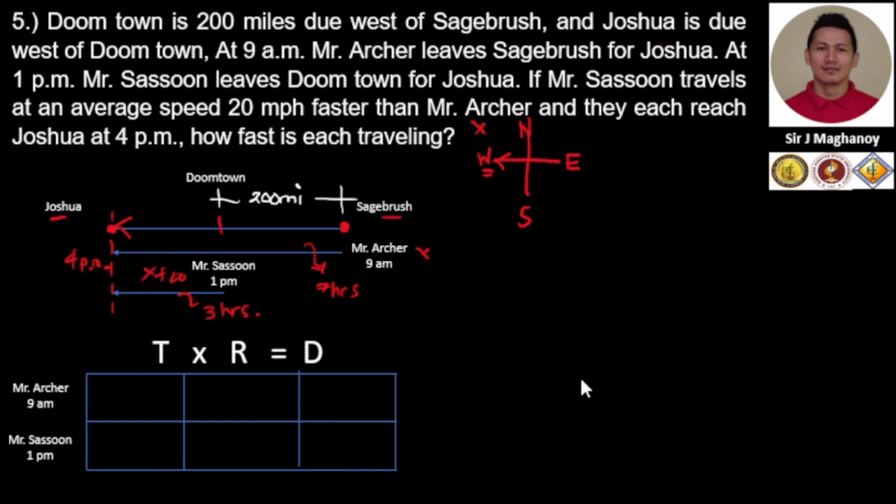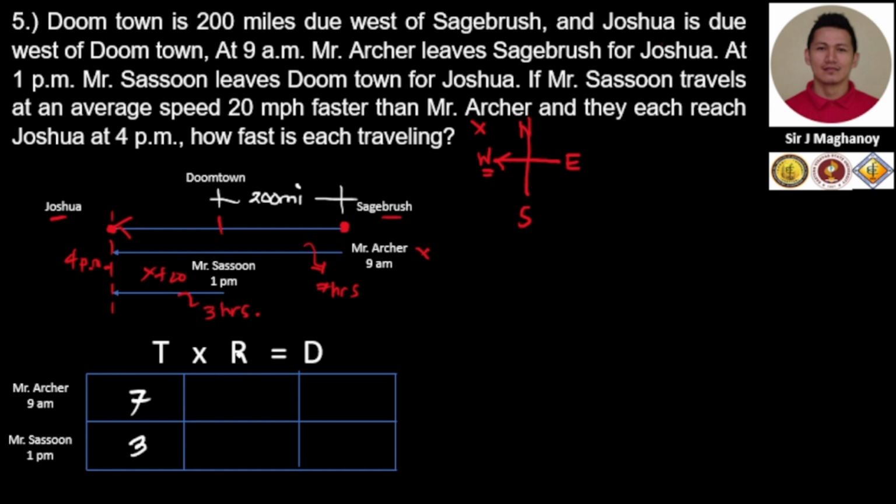Okay, how about our time? If we count the time from 9 a.m. to 4 p.m., Mr. Archer consumed 7 hours. Okay, how about Mr. Sassoon? He consumed from 1 p.m. to 4 p.m., so 3 hours.